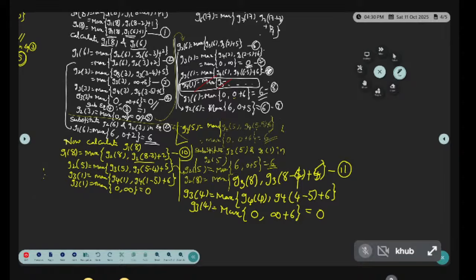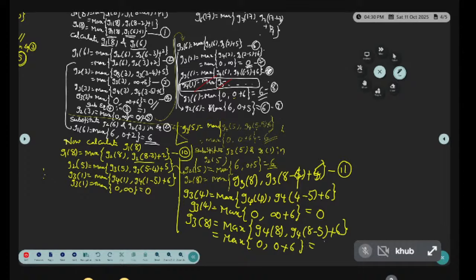G3 of 8 కావాలి. G3 of 8 is maximum of G4 of 8 comma G4 of 8 minus W4, 8 minus W4 plus P4. This is equals to maximum of 0 comma 8 minus 5, G4 of 3 also 0 plus 6 is 6.